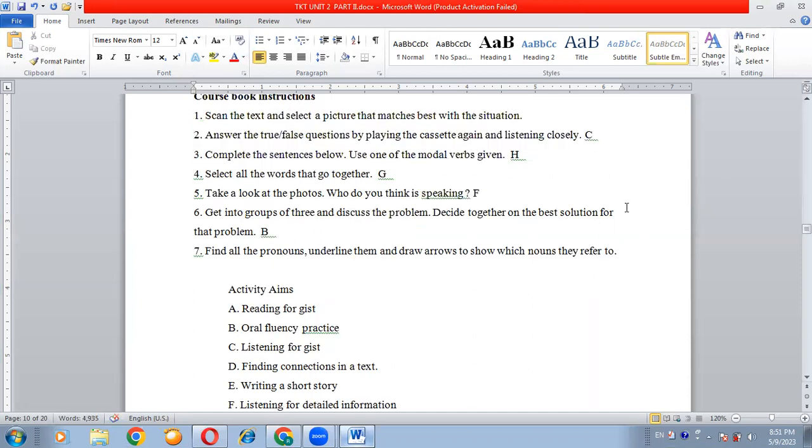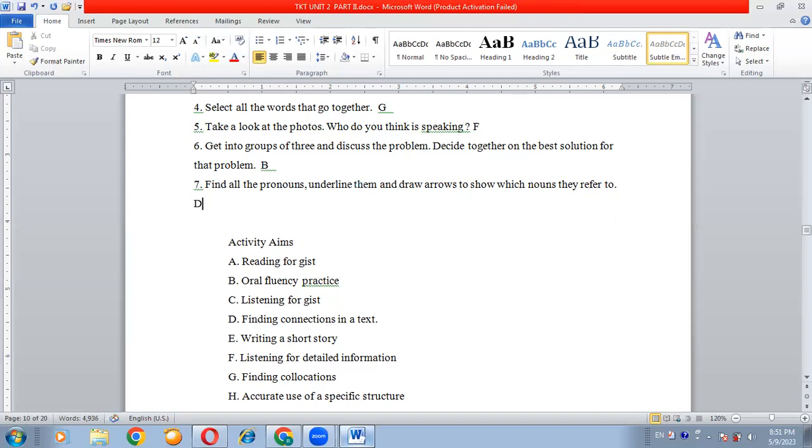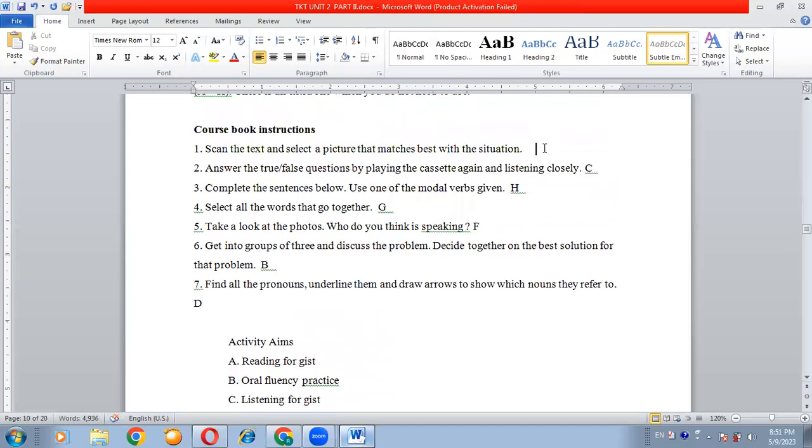What's the answer? 7. I did. Find all the pronouns, underline them, and draw arrows to show the nouns they refer to. Answer should be D. Finding connections in a text. So this answer should be what is?